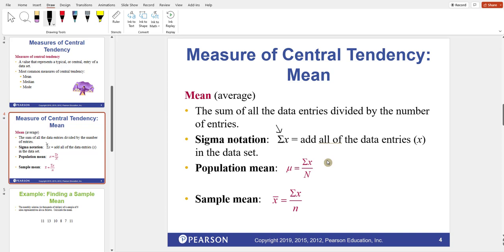As you can see, you have a population mean and a sample mean, but they're pretty much the same formulas. N is the total number of data values in your data set: either small n, which is for the sample, or big N, which is for the population.